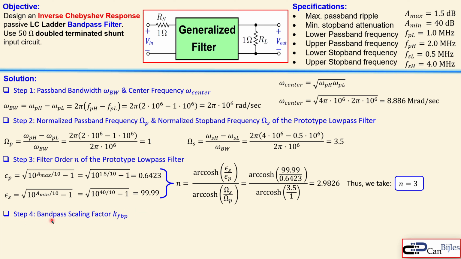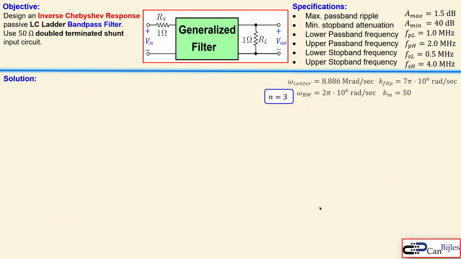Next step, step 4 is the bandpass scaling factor, which is then given by this KF bandpass, and that is in this case just the difference between the upper and the lower stopband frequency. That's for the inverse Chebyshev response design what we use. And we know it is 4 MHz minus the 0.5 MHz. That's just actually in the parentheses, and times 2 pi to get to the radians per second units. And that will give us the 7 pi times 10 to the power 6 radians per second. Okay. That's of course 3.5 MHz. That's just the difference.